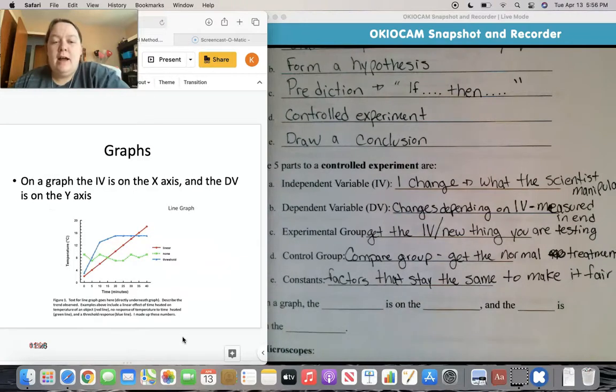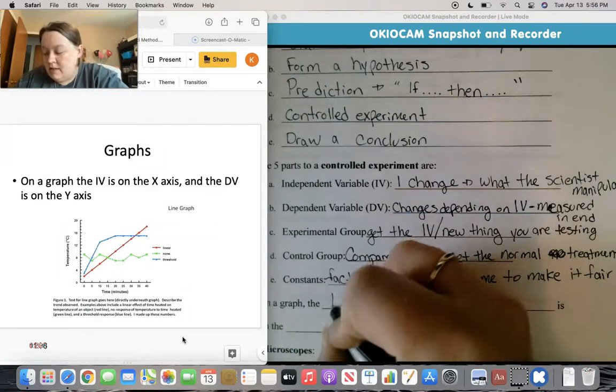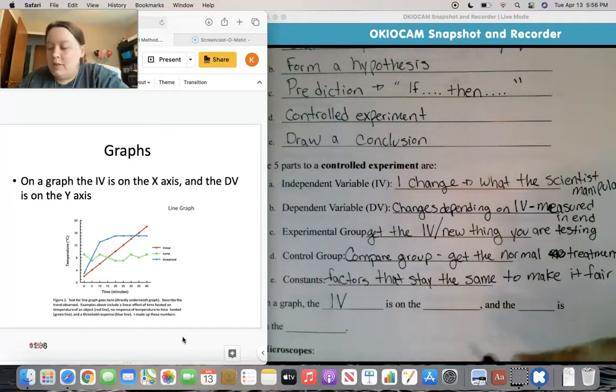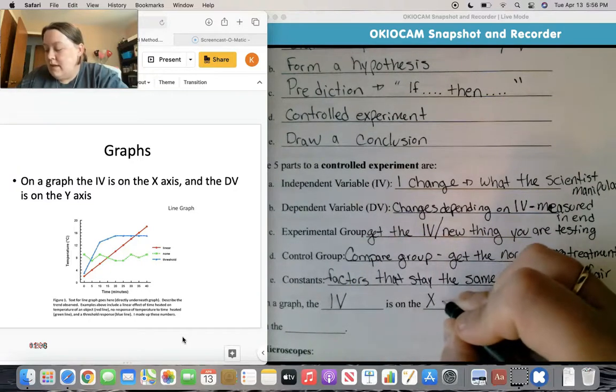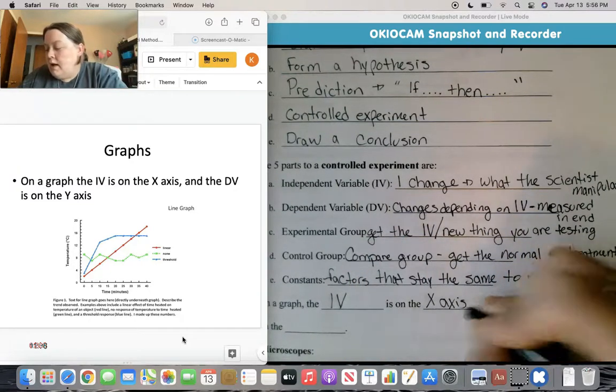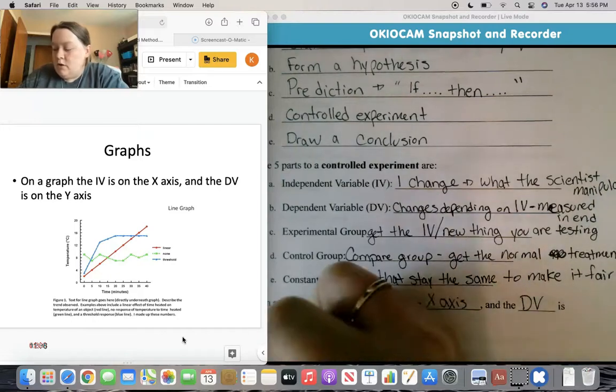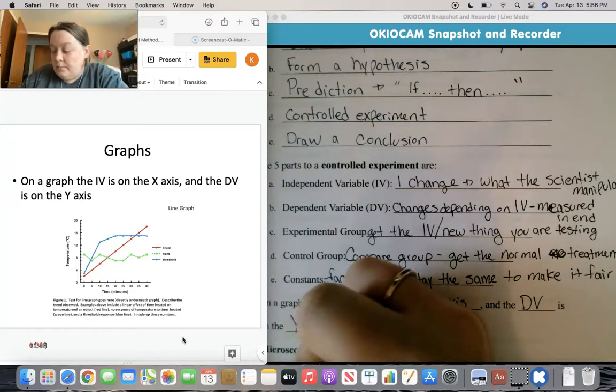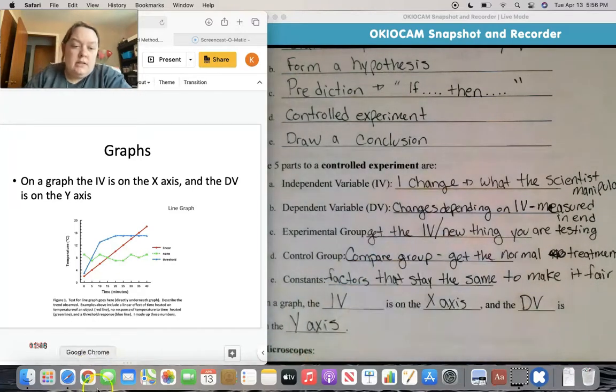All right, moving on to graphing. The main thing to know about graphs on the SOL, you will have to analyze them, but you do need to know that the independent variable is always on the x-axis, and that the dependent variable is always on the y-axis. So in this case, the independent variable is time because it's on the x, and the dependent variable is temperature that's on the y. We will have practice analyzing graphs, so make sure you check that out as well.